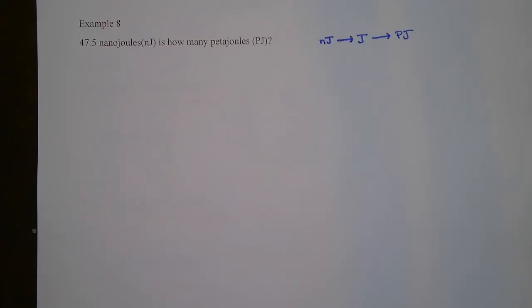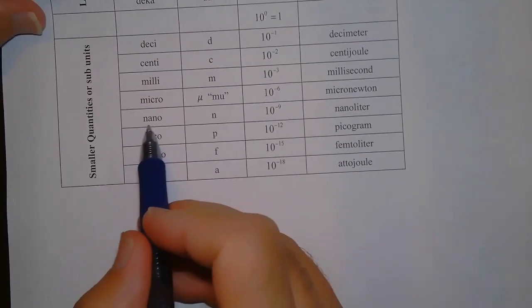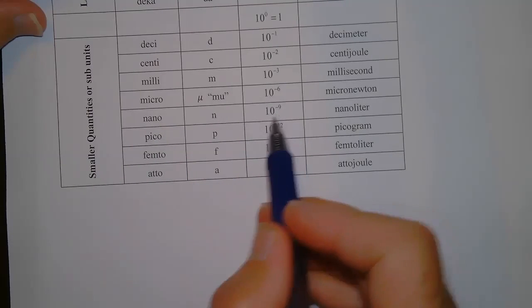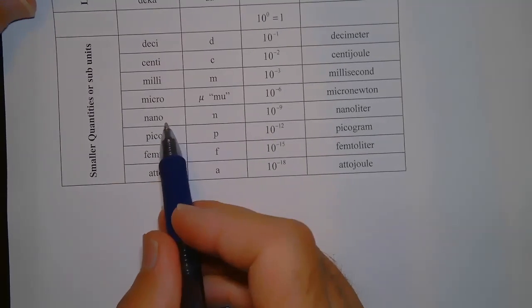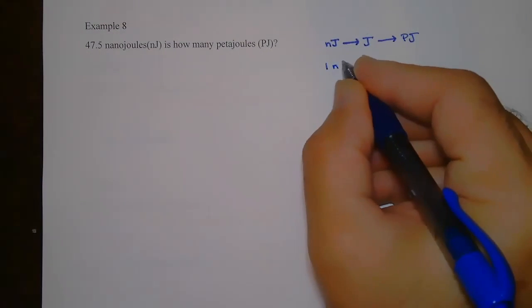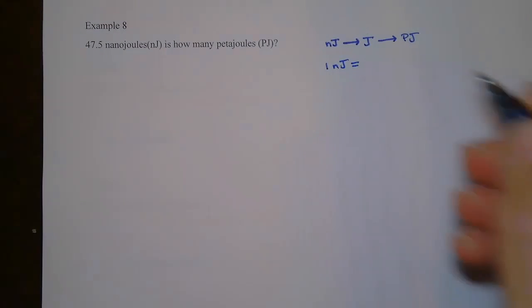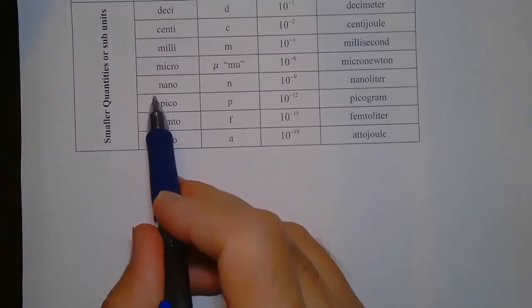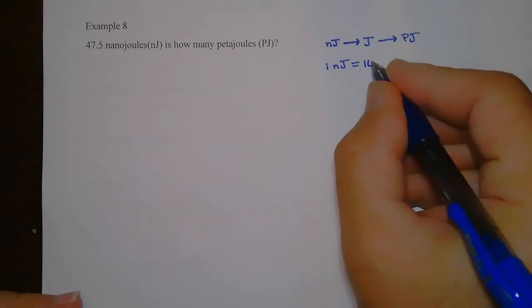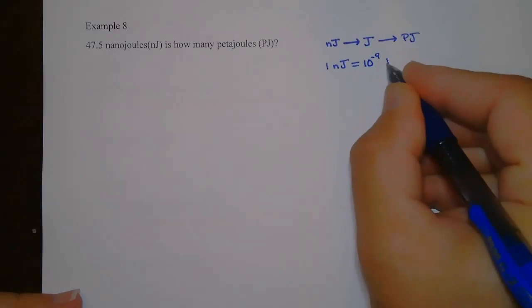So what do we know? A nano of something is equal to 10 to the negative 9th of that something. That something in this case is joules. So 1 nanojoule is equivalent to 10 to the negative 9th joules.